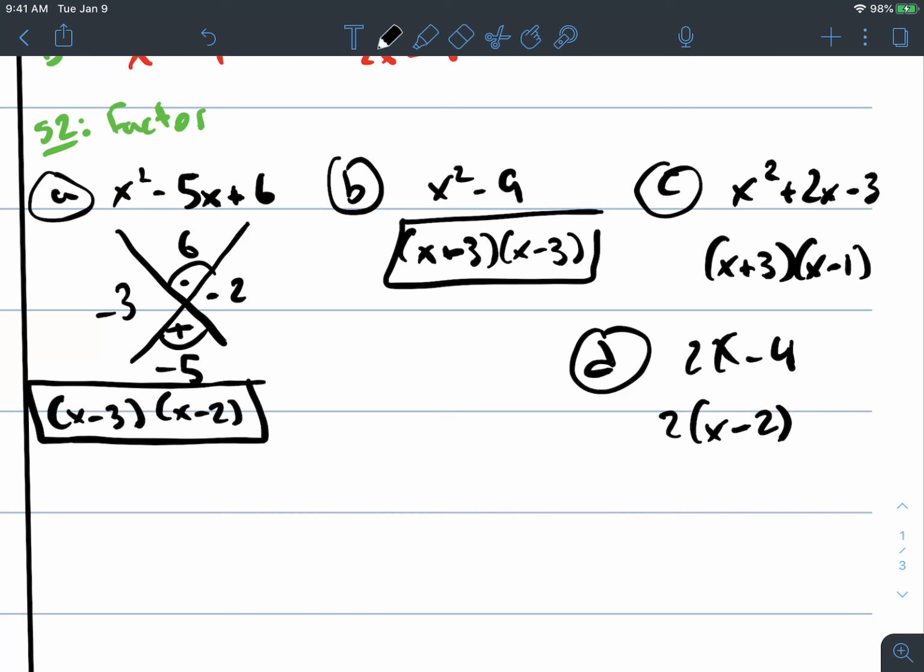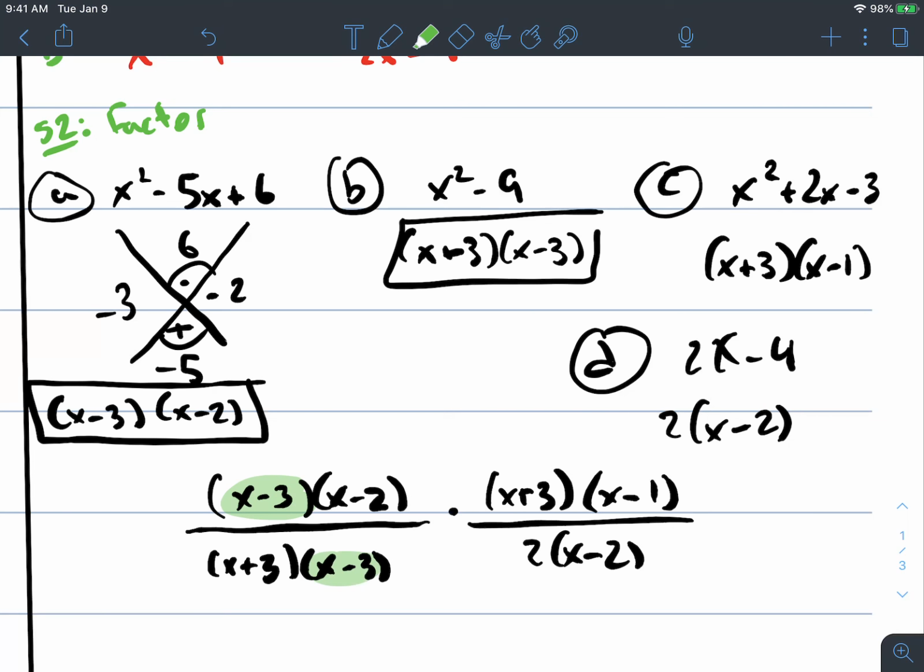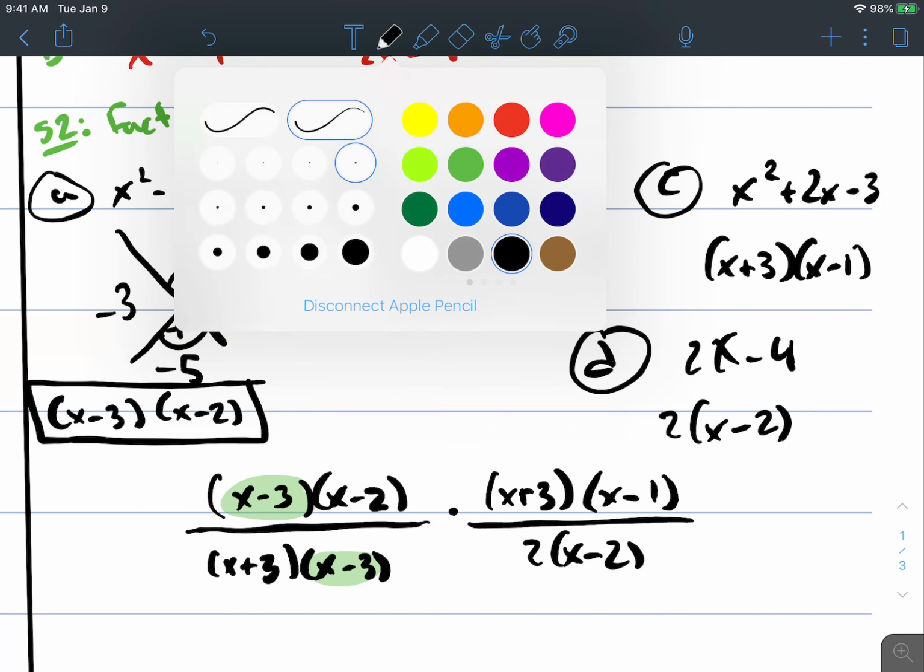So we're just going to do x minus 3 times x minus 2 over x plus 3, x minus 3, times x plus 3 over x minus 1, over 2 times x minus 2. And then we're just going to cancel out anything that looks the same. So x minus 3 is here and here, so that's going to go away.